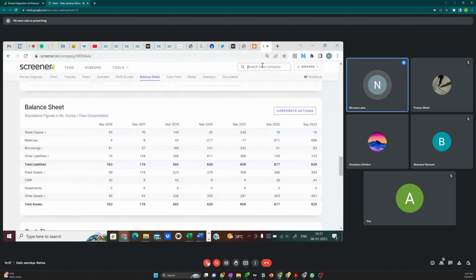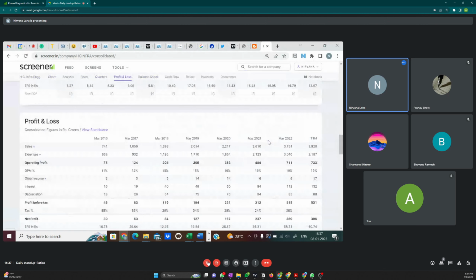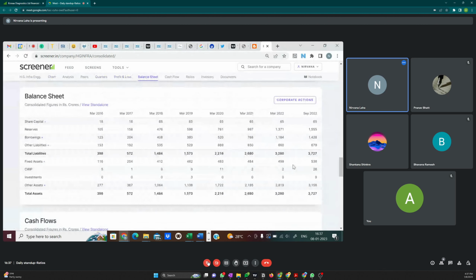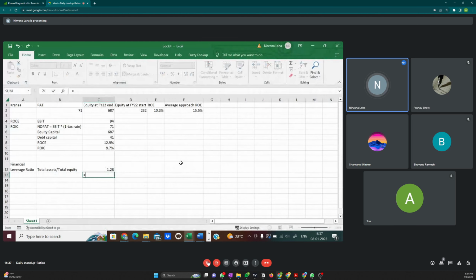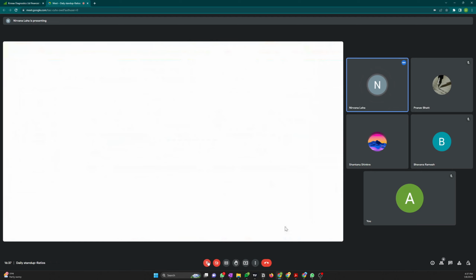I will show you other companies. Let's look at HG Infra. Here, the balance sheet size, the assets, are 3280, and the reserves are about 1436. So 3280 by 1436. So the financial leverage ratio is 2.28. Now I'll explain why we need the financial leverage ratio.